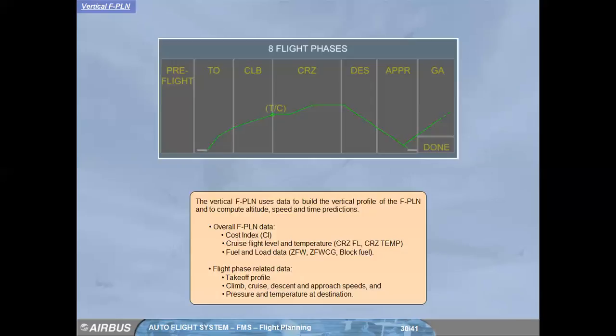Vertical flight plan uses data to build the vertical profile of a flight plan and to compute altitude, speed and time predictions. Overall flight plan data: cost index, CI, cruise flight level and temperature, fuel and load data, zero fuel weight, CG, block fuel, flight phase related data, takeoff profile, climb, cruise, descent and approach speeds, and pressure and temperature at destination.